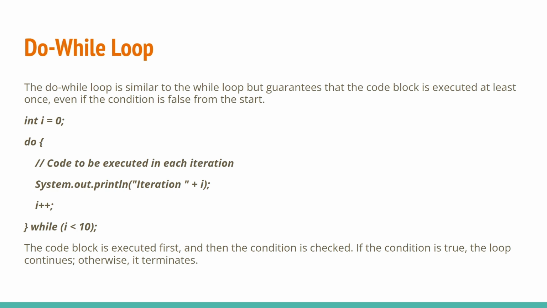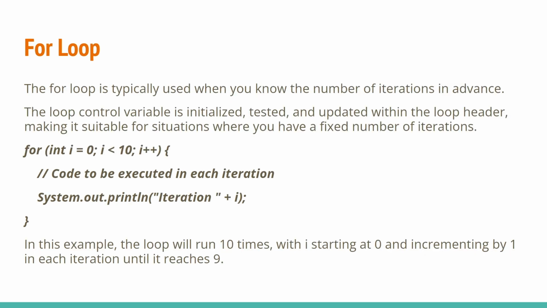The code block is executed first and then the condition is checked. So if the condition is true, the loop continues. Otherwise, it terminates. Next loop is the for loop.